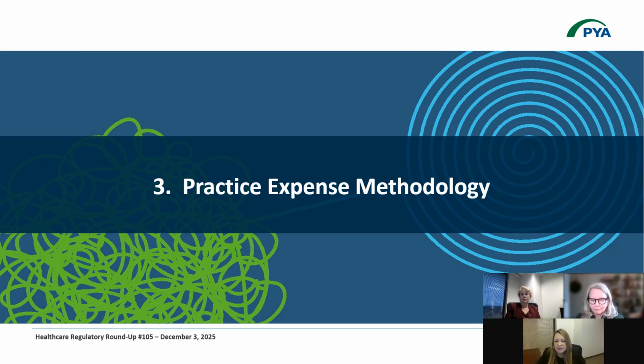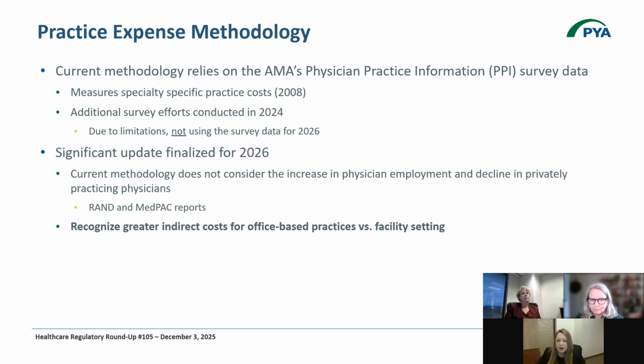The other thing that's happening in 2026 is a pretty material change to the way that the practice expense is being looked at. So a change in the practice expense methodology. So currently, and in the past, CMS has relied on the physician practice information, or PPI, survey data. And that looks at specialty specific practice costs, and has since for a number of years, going back to 2008. There have been additional survey efforts that were conducted in 2024. And essentially, because of a whole host of limitations, CMS said, thanks so much for this information, but we're not going to rely upon it for 2026. We're going to move away from this because of these limitations. So this is a significant update that's being finalized for 2026.